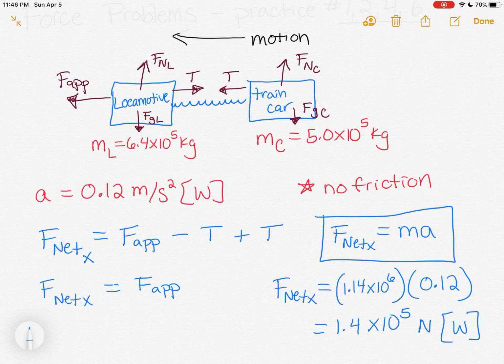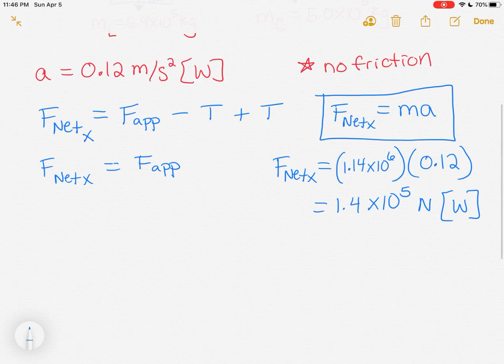So we know the net force that's acting on the entire section. But we also know that acceleration is going to be the same for the locomotive and the train car. So in part A, we looked at the entire section together. In part B, we can look at specifically just the train car.